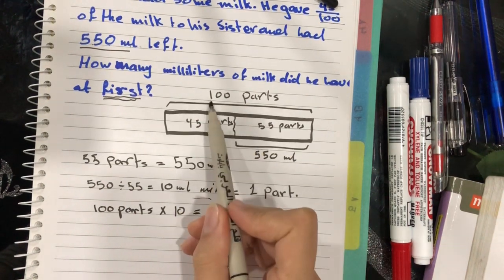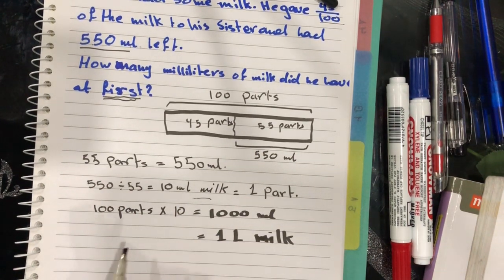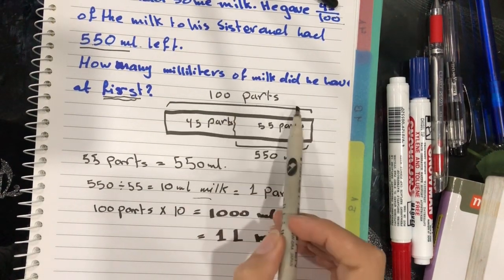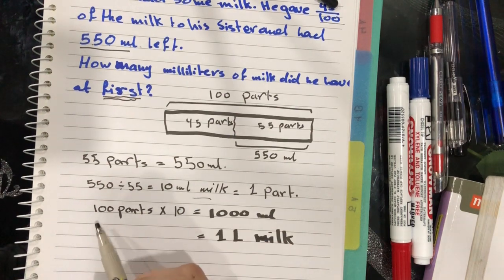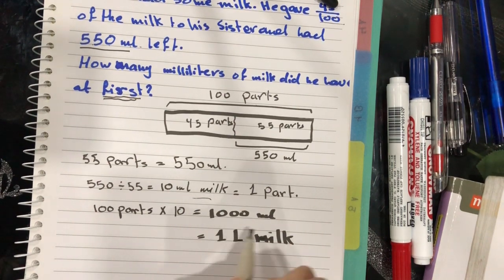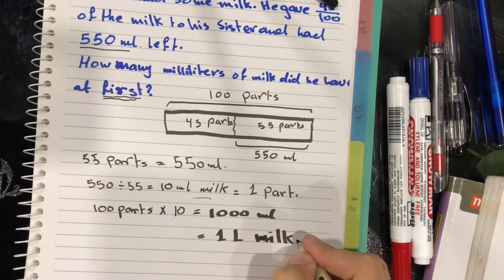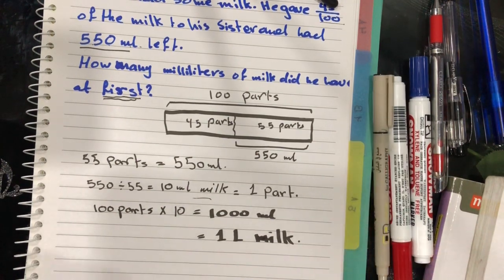If I had 100 parts, not only one, I multiplied the number of the parts by the amount of one part, which is 10. So 100 times 10 will give me 1000 milliliters, or 1 liter if we convert it to liters.